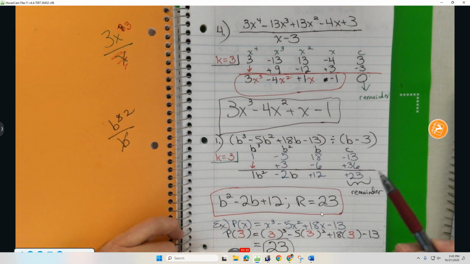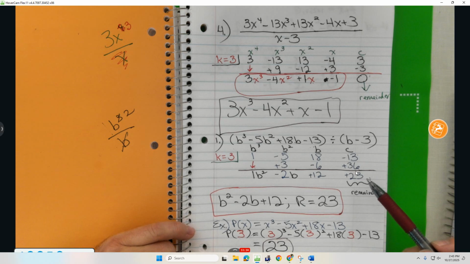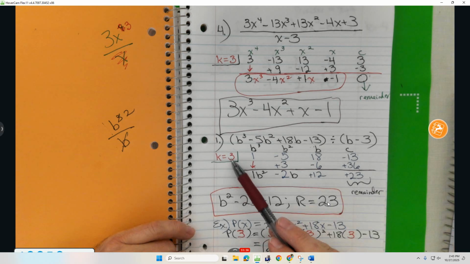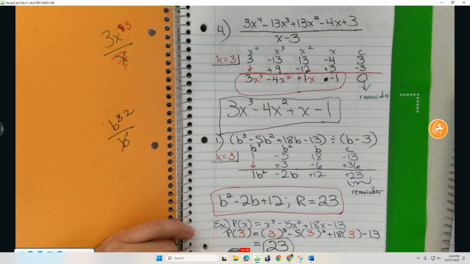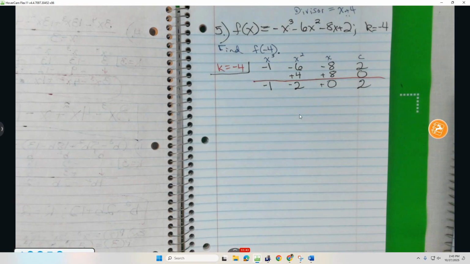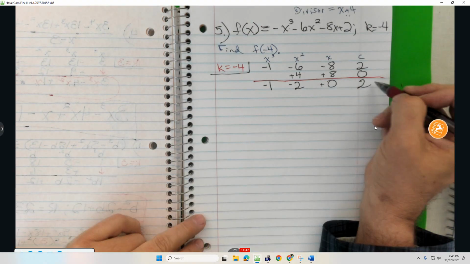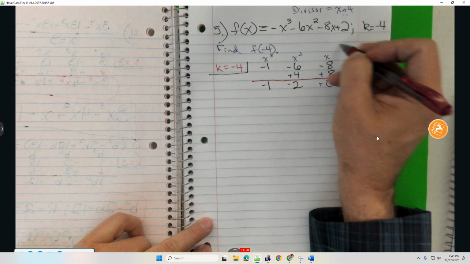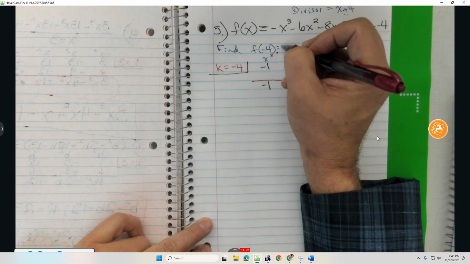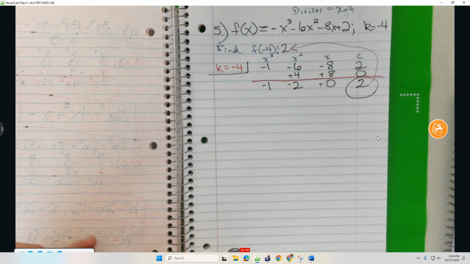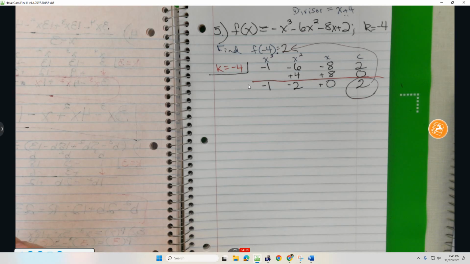Remember, this was the good one to look at. If we plugged in 3, we got what? 23. So if we plug in negative 4, what are we going to get? That remainder right there, positive 2. F of negative 4 is equal to positive 2. Do y'all agree that there were no real big numbers in any of this work here? You could do it pretty much without a calculator.